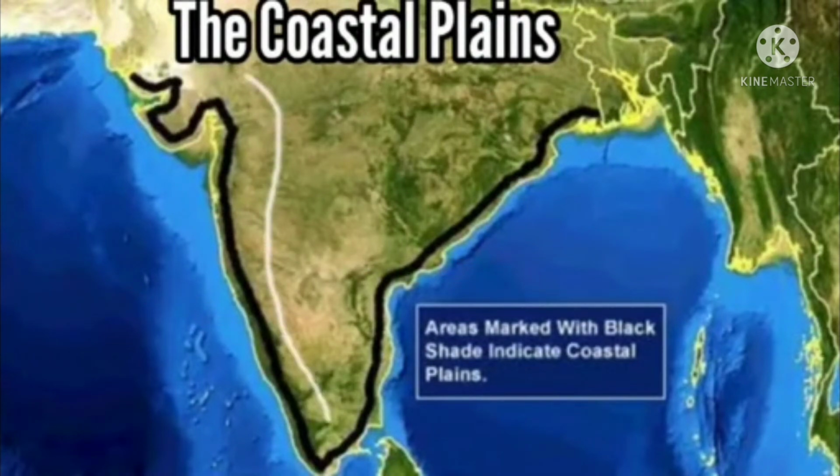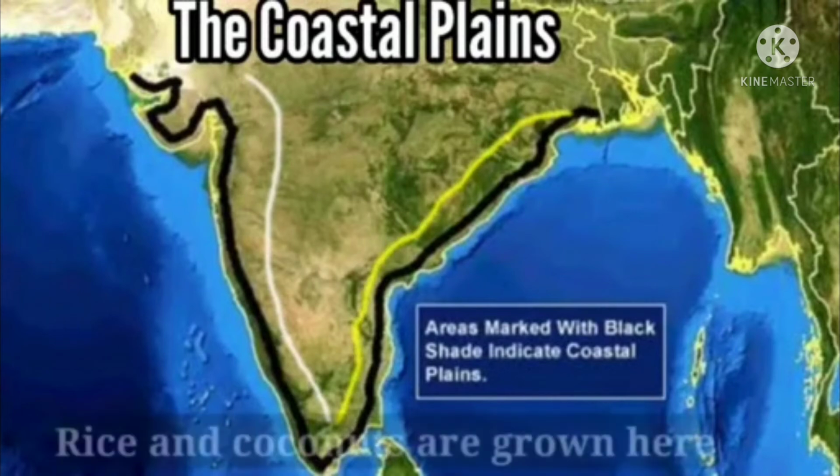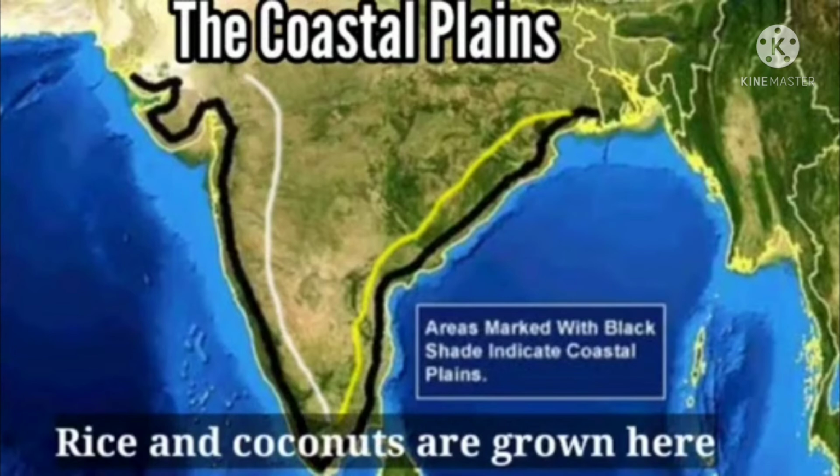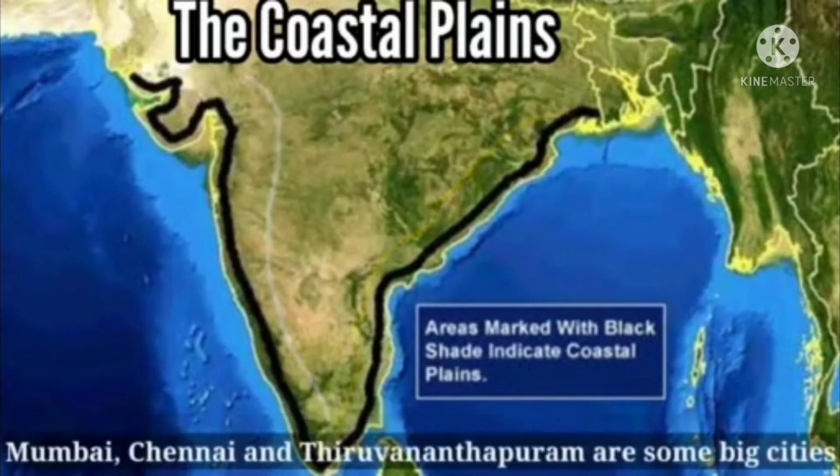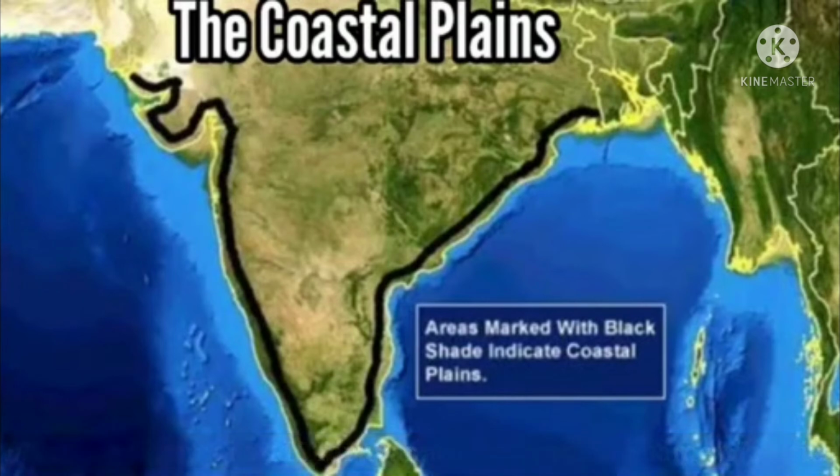The eastern coastal plain is broader than the western coastal plain. These plains grow plenty of rice and coconut. Mumbai, Chennai, and Thiruvananthapuram are some big cities in the coastal plains.